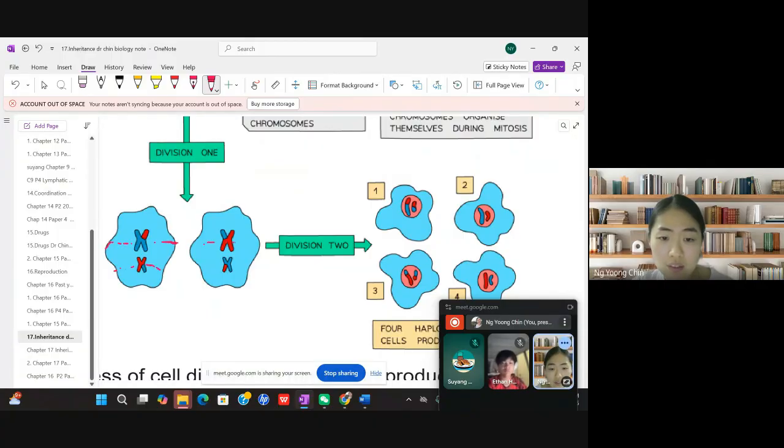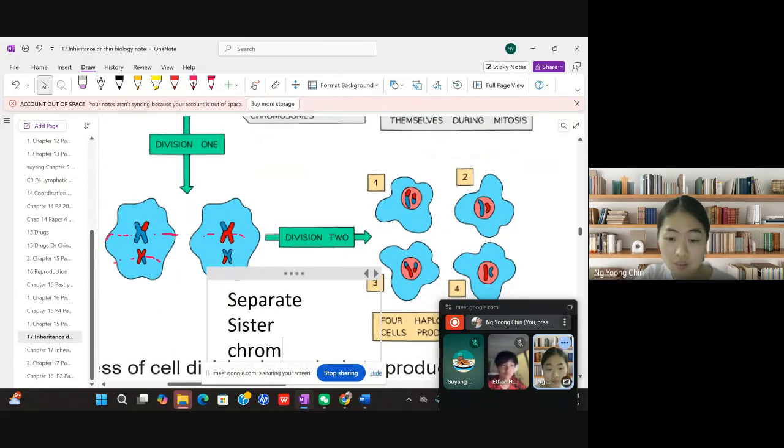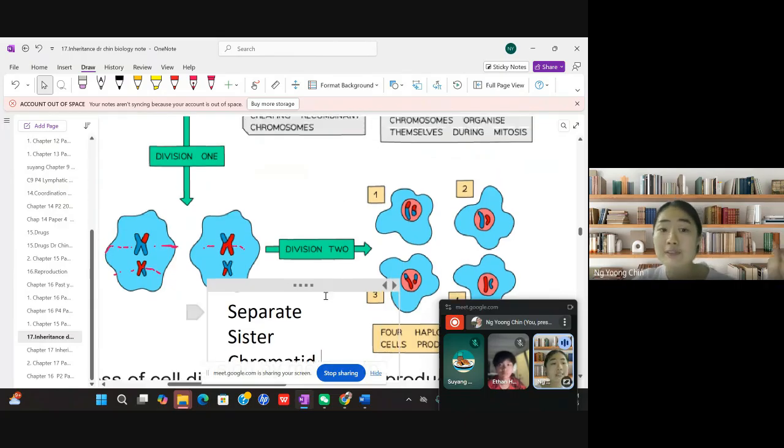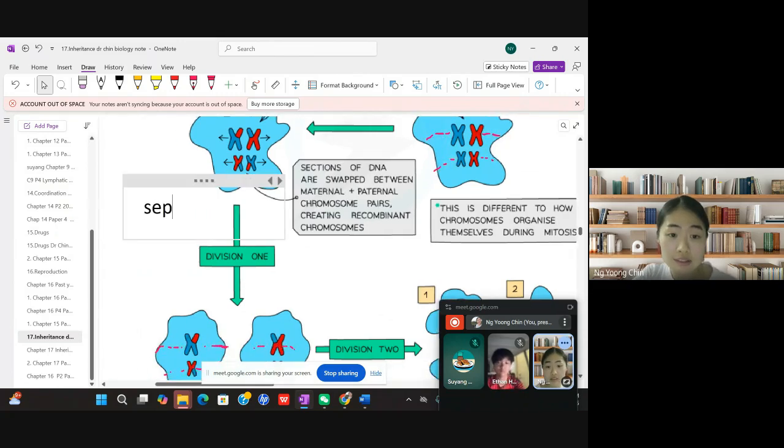I think I better write down, okay? So division 2, right, actually is separating sister chromatids on the same chromosome. And division 1, right, you actually separate the homologous chromosomes.